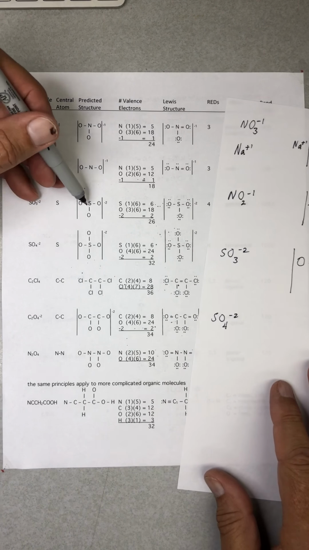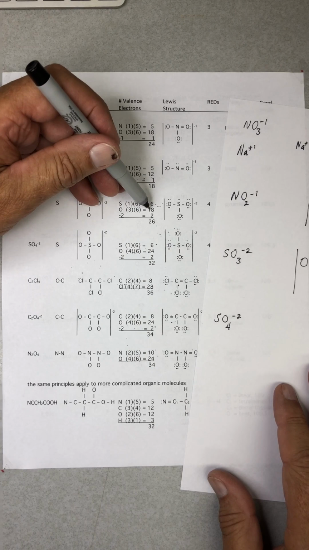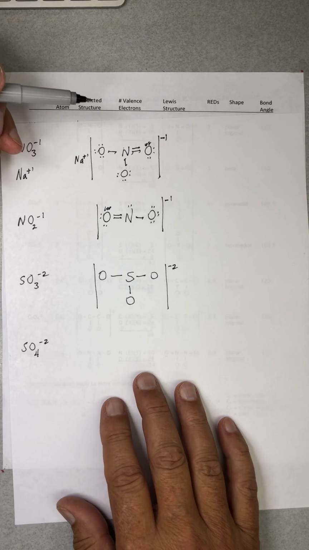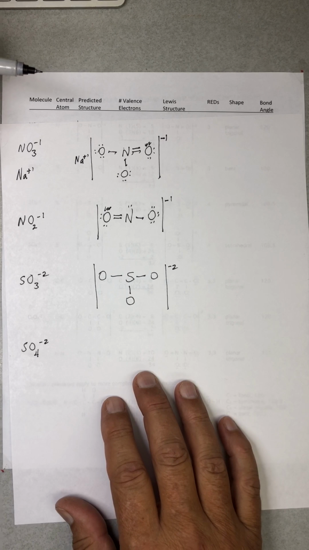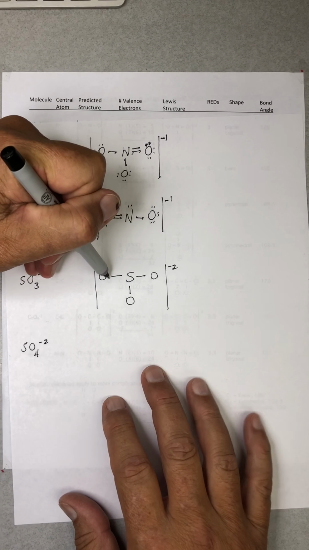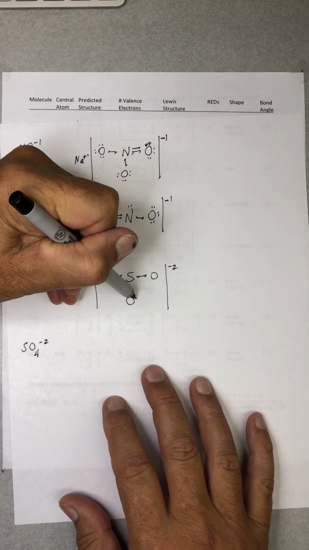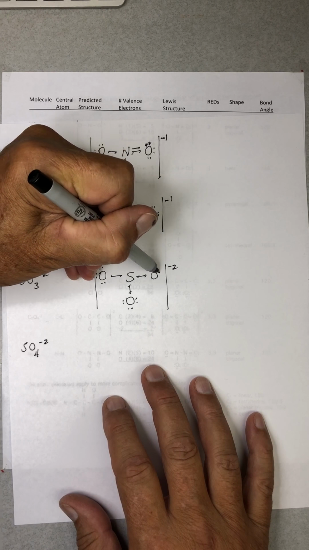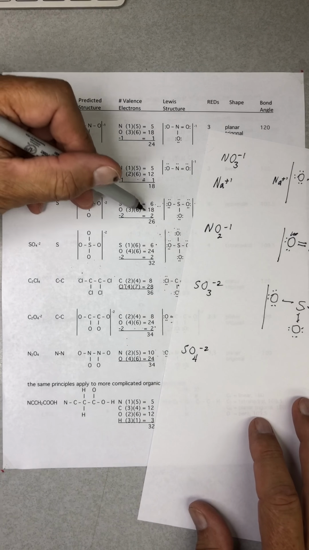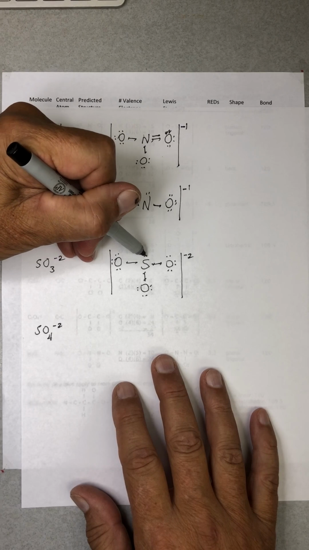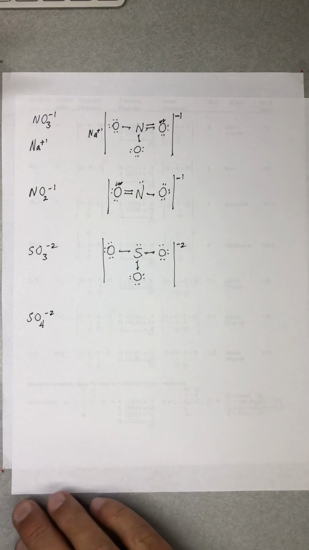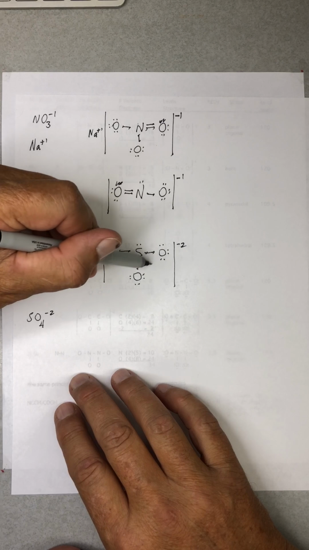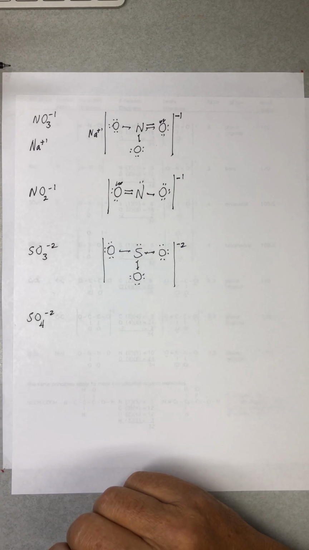So I count up all my valence electrons. 6 from sulfur, 18 from oxygen. That -2 means 2 more. That's a total of 26 valence electrons. Again, first into the bonds and then to the outer atoms. 1, 2, 3, ... 24. Oh, I got 2 more to go. 25, 26. So did I meet the octet rule for all the atoms? Yes, yes, yes, yes. So I would say this is a valid Lewis dot structure.